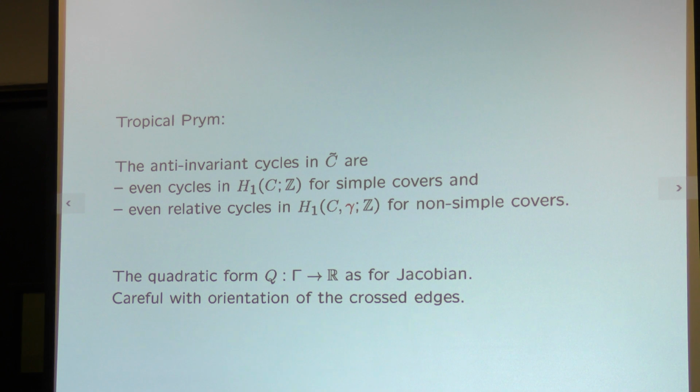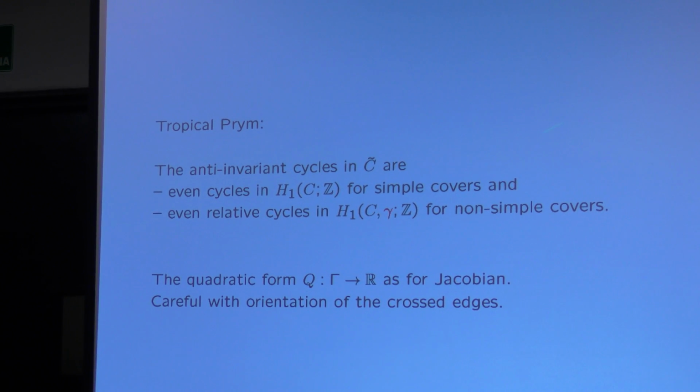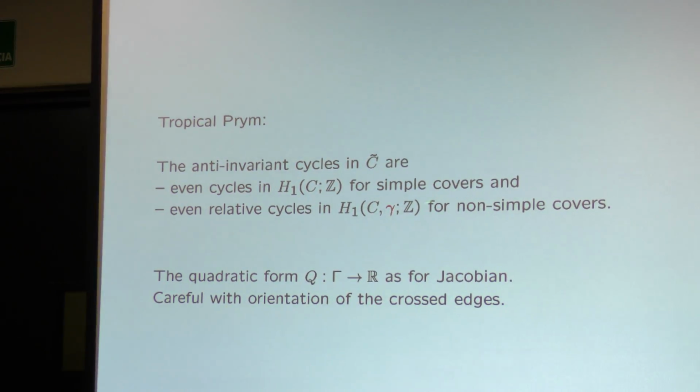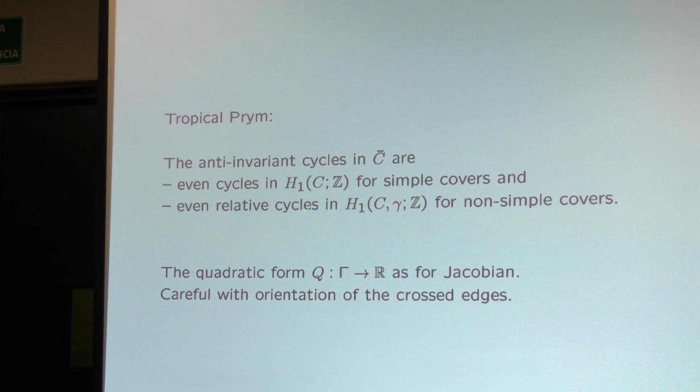Okay, now let's do the tropical Prym. Everything is the same, so we look at the anti-invariant cycles. Who are they? When we look at the double cover, the anti-invariant ones are those where, when we lift the cycle from below, we get two disjoint cycles upstairs. That means the cycle has to be even, so it has to cross an even number of crosses, and there is a similar condition for non-simple covers. I won't pay much more attention to non-simple covers because they are less interesting, obviously.